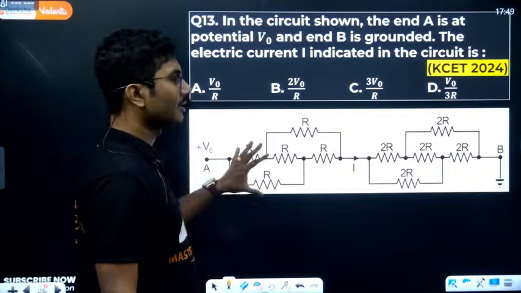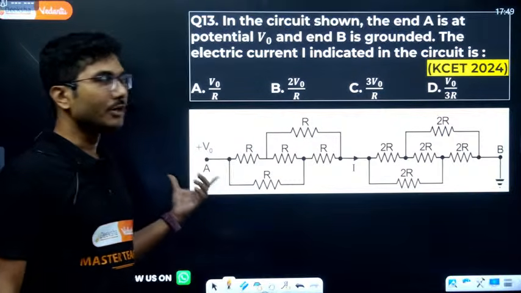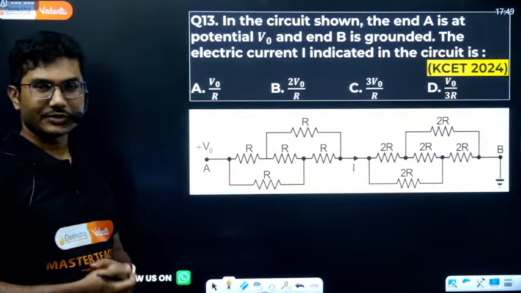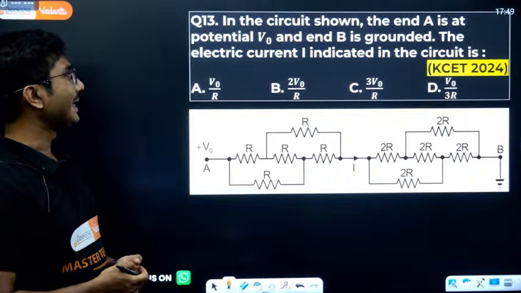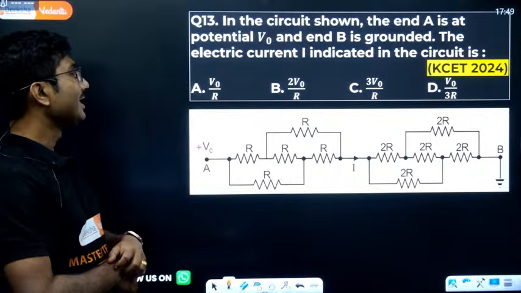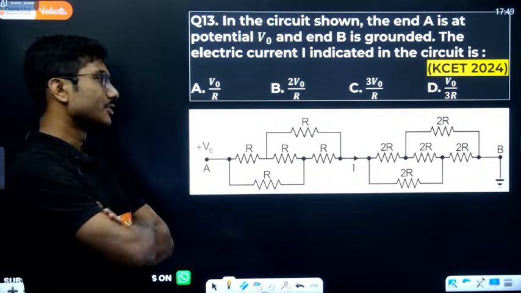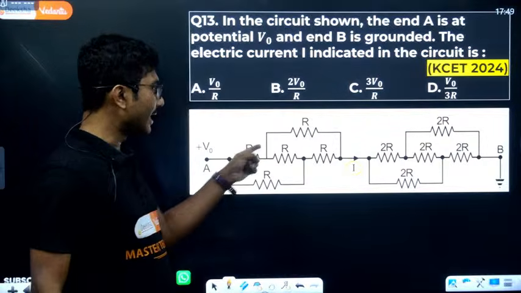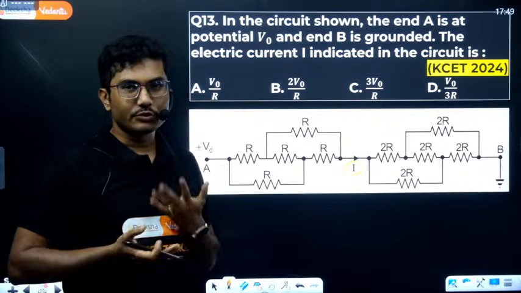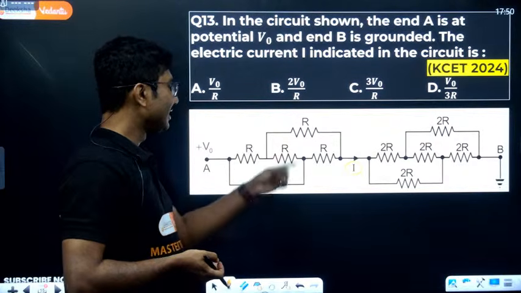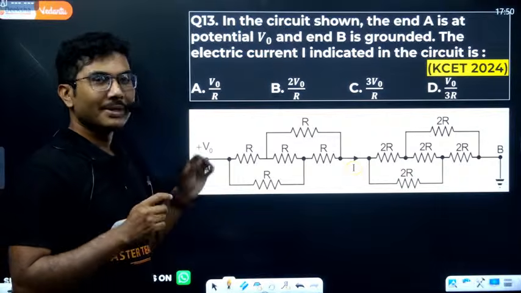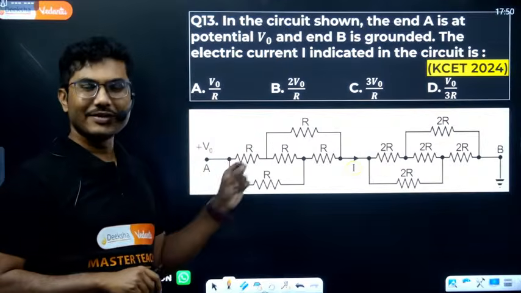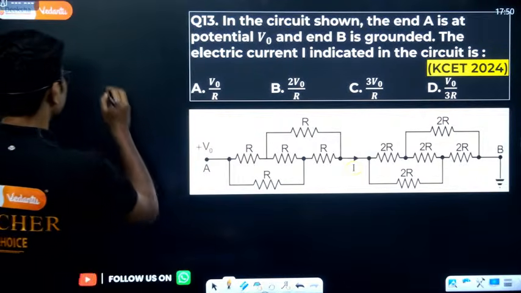Now, this is another very important pattern that I ask you to remember. This weird kind of complex structure. In the circuit shown, the end A is at V0 potential and B is grounded. The electric current indicated in the circuit is. So you have to find the electric current that is indicated in the circuit. Now this might look like, sir, this is neither parallel nor series. How to solve this? Is this 3R series? These two are parallel like that? Remember, this is a very specific pattern, and this pattern is our very favorite Wheatstone bridge pattern. In Wheatstone bridge, how do we draw?